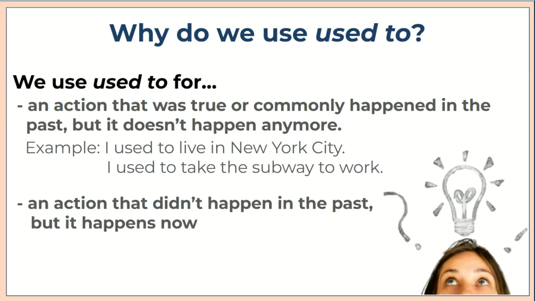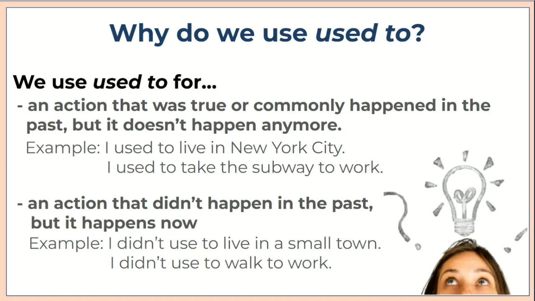We can also use used to for an action that didn't happen in the past, but it does happen now. And so we're going to use didn't used to. So, for example, I didn't used to live in a small town. I didn't used to walk to work. In these situations, of course, this person did not live in a small town in the past, but we can understand that they do now. Likewise, they didn't walk to work in the past, but now that is part of their habit or routine.